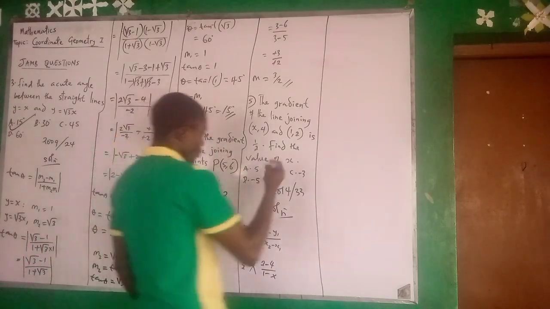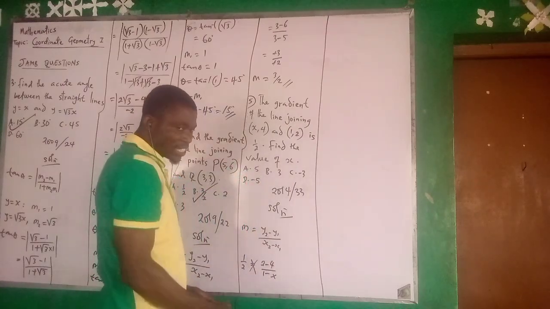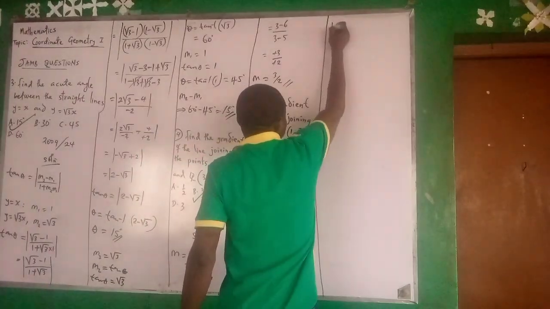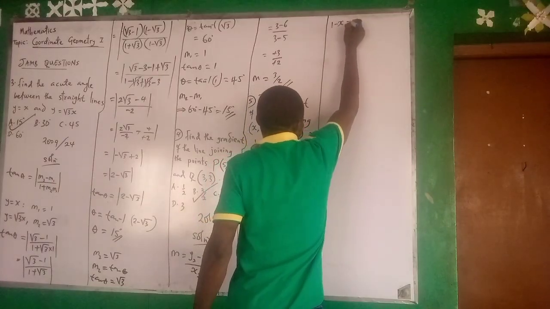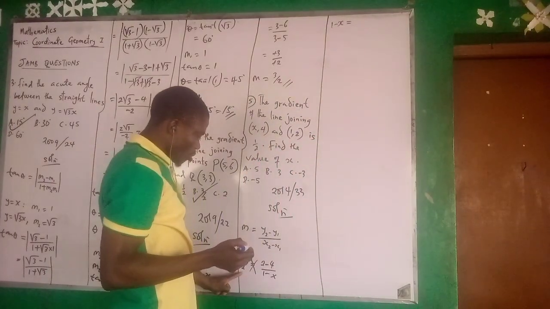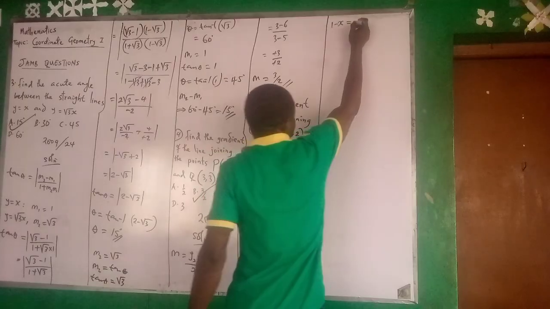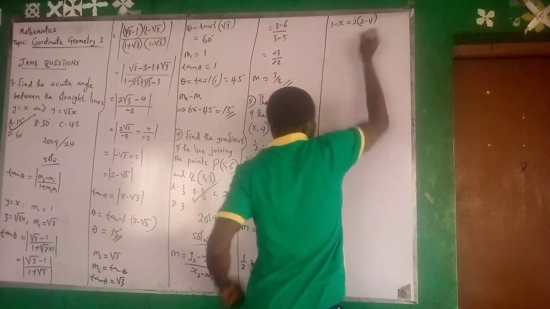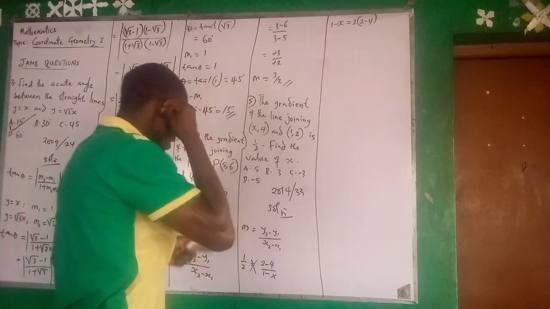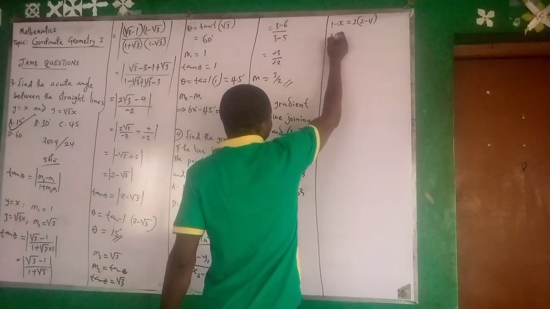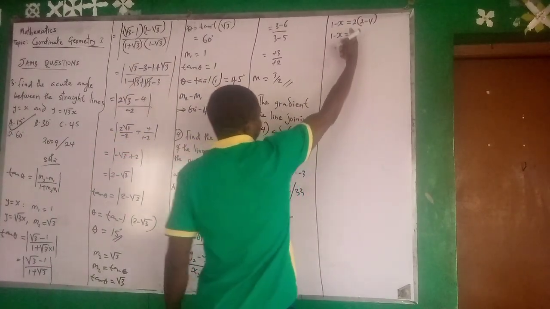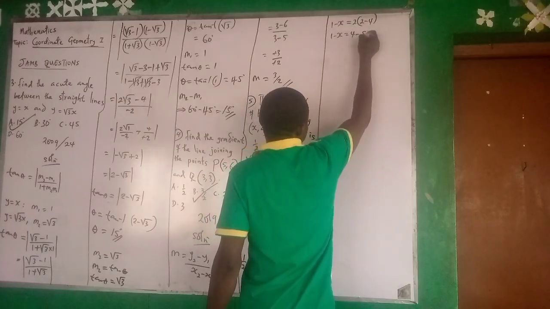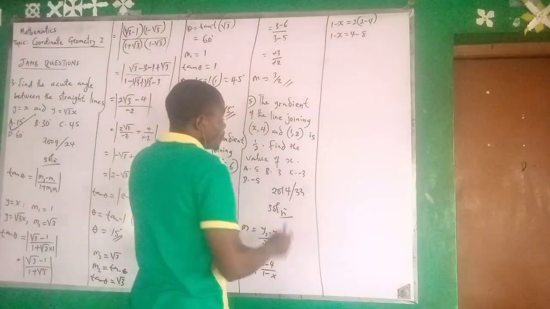1 times here, when 1 times anything, you still get that thing, right? So you will still have 1 minus x equal to, now let us use 2 times this one, which is 2 into (2 minus 4), right? And that will give us 1 minus x equal to 2 times 2, 4, 2 times 4, 8.